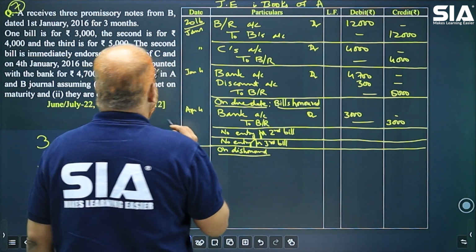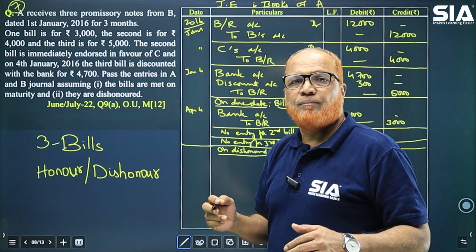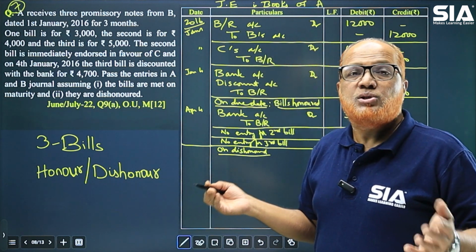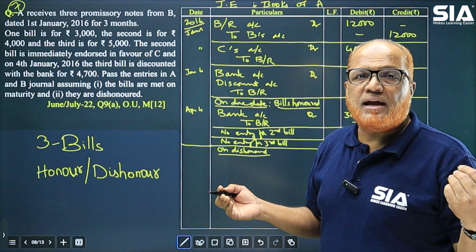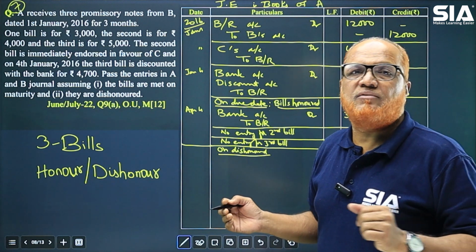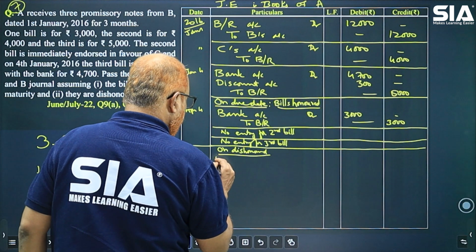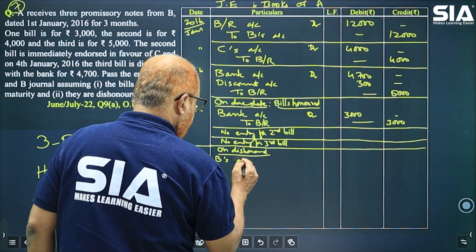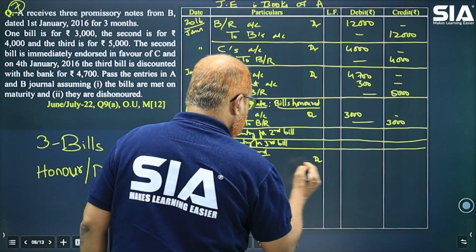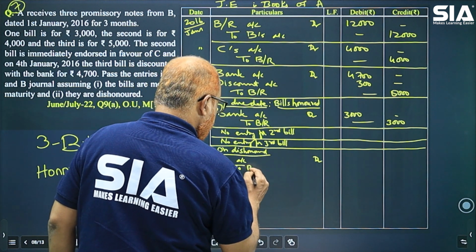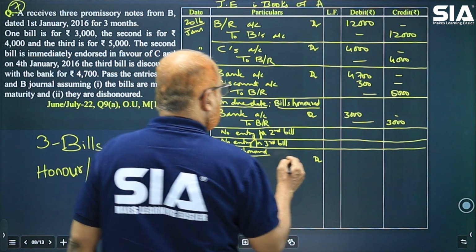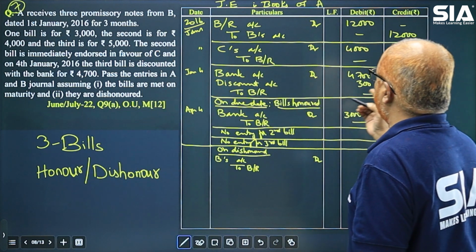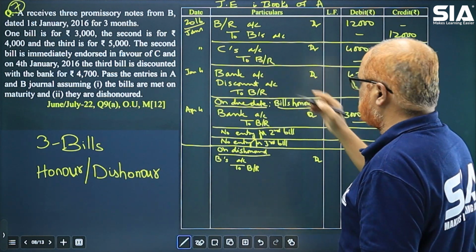First bill. The first bill is with himself and the bill is dishonored. So the entry will be B's account debtor to bills receivable. The amount of the first bill is 3,000.